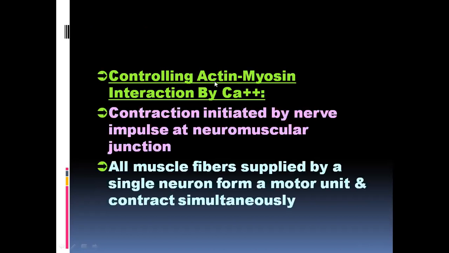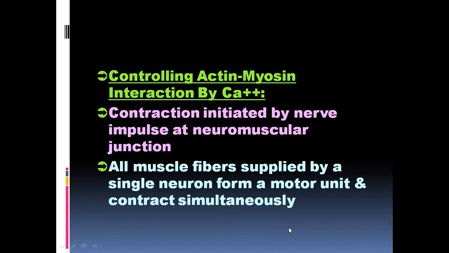Now, controlling actin and myosin interaction by calcium, the same thing that is repeating over and over again for you people to understand it in one way or the other to make it easier for you. Contraction is initiated by the nerve impulse at the neuromuscular junction. I have explained this whole topic, and this is the third time that we are repeating it in the presentation.